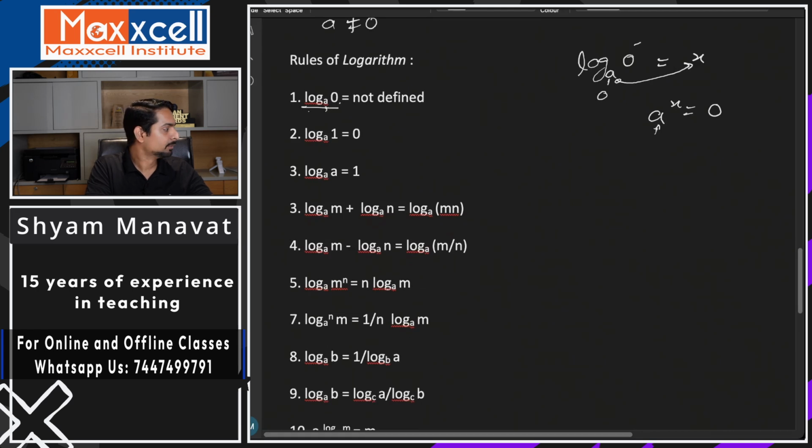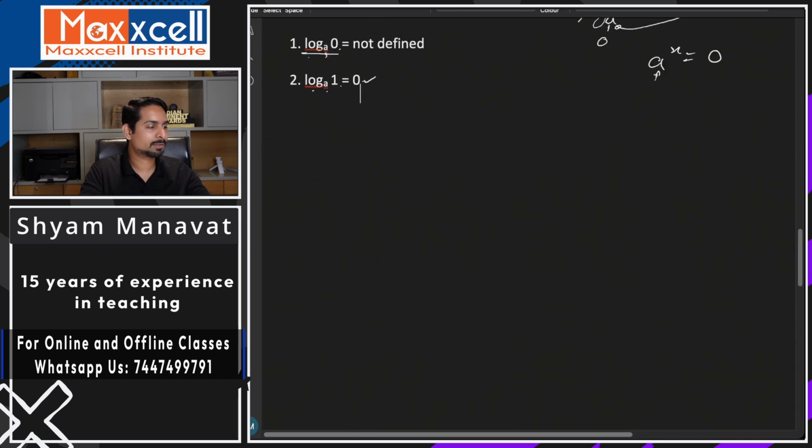Let's see next. What do we have here? Log of 1 base a equal to 0. That is with the property of what?